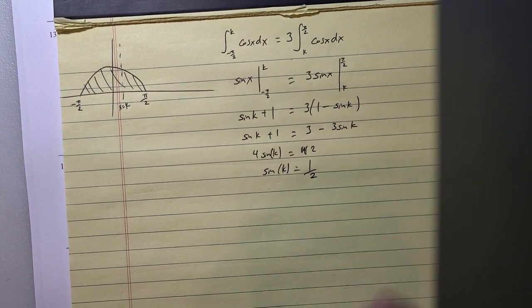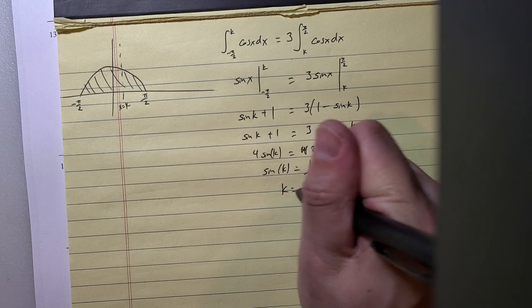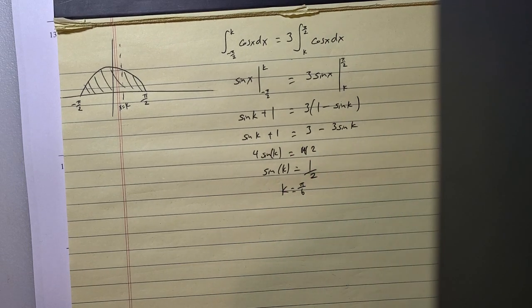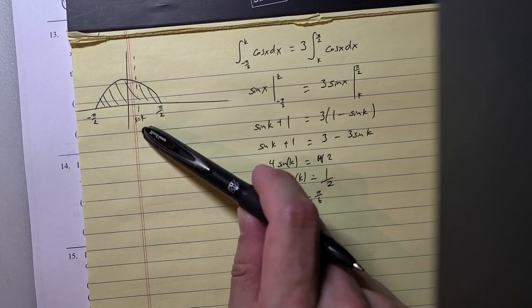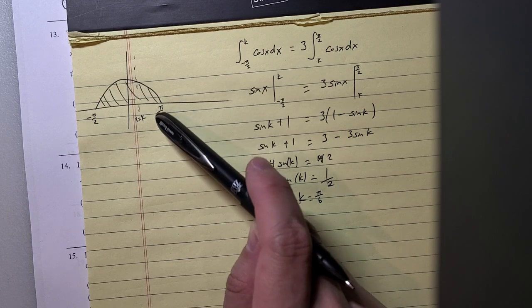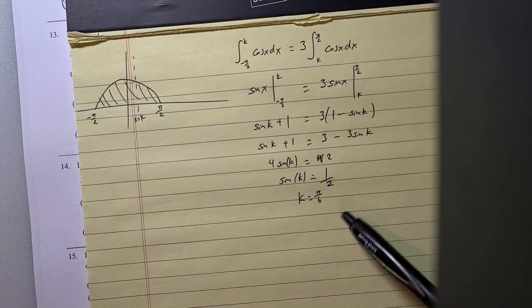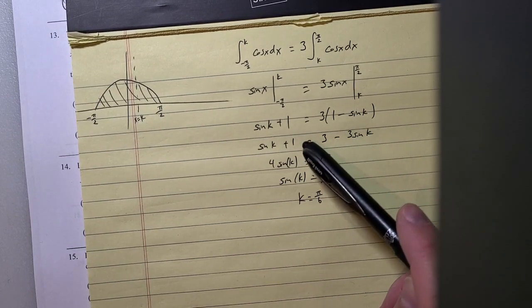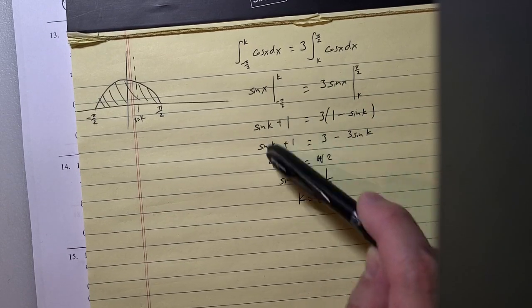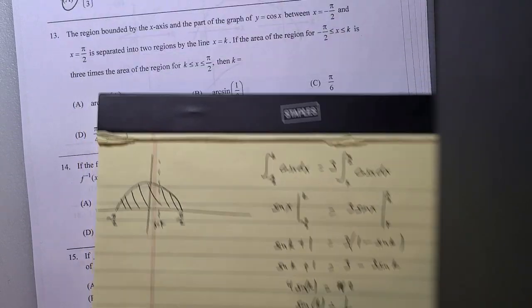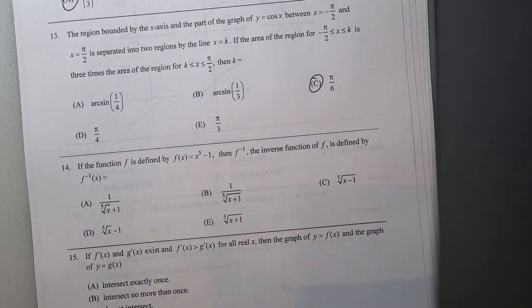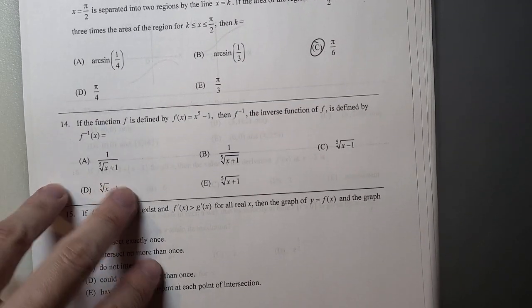So sine k is equal to half, or k is equal to, what is this? This is pi over 6. This makes more sense, because if sine k was equal to 1, that's at pi over 2, which doesn't make sense at all. So I knew I had made some error, okay? Sorry about that. The setup was still correct. I just made some math error in doing the fundamental theorem of calculus. So k is pi over 6. 13C, yes. Okay, first mistake I made.